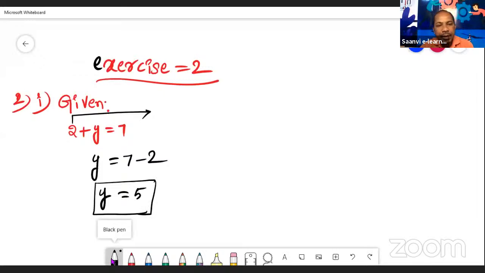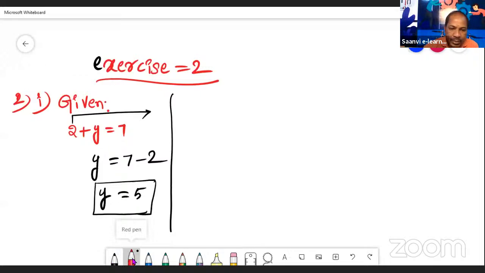So y is equal to 5 is the solution of the given equation. Okay, solution we have got. Again, what he said: check whether our solution is correct or wrong. So now we are going to check. Checking means verifying whether it is correct or wrong.